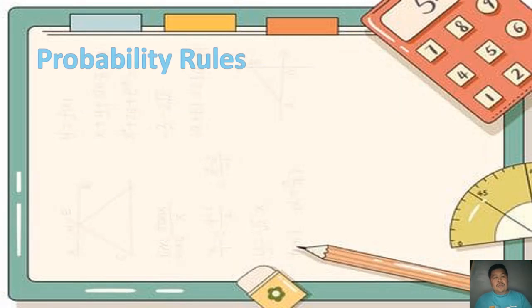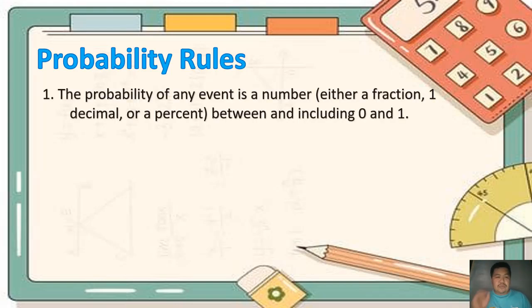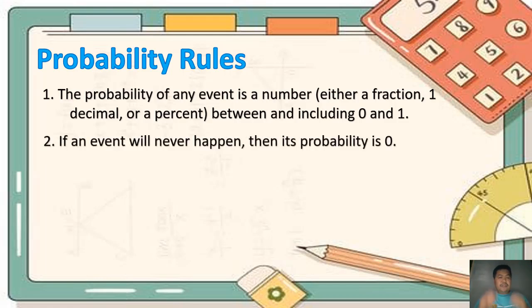Okay? So before we proceed, let's have the rules in probability. So first rule is the probability of any event is a number, either a fraction, a decimal, or a percent, between and including 0 and 1. So, nandudun lang po sa pagitan na yun. And if an event will never happen, then its probability is 0. So, pag hindi po siya posibleng mangyari, then the probability there is 0.